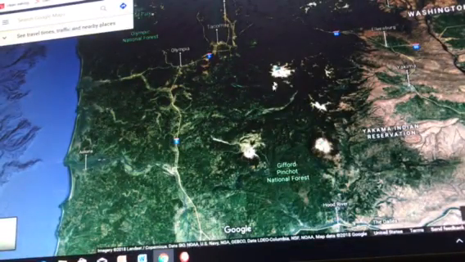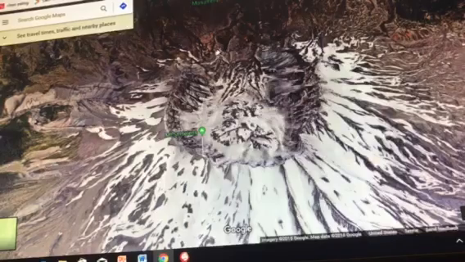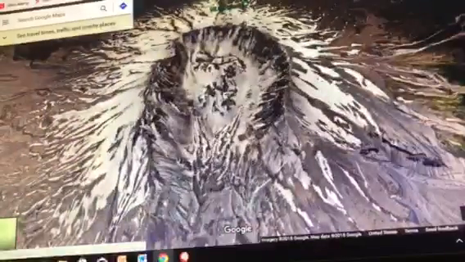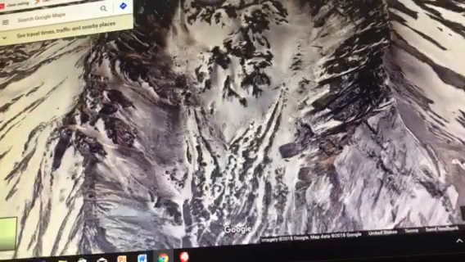Mount Rainier is a cool one, but even cooler is this guy, Mount St. Helens. You can see where this whole side blew out, right? Because it went that way for the most part. And you can see how damaging, how wild this is, right?